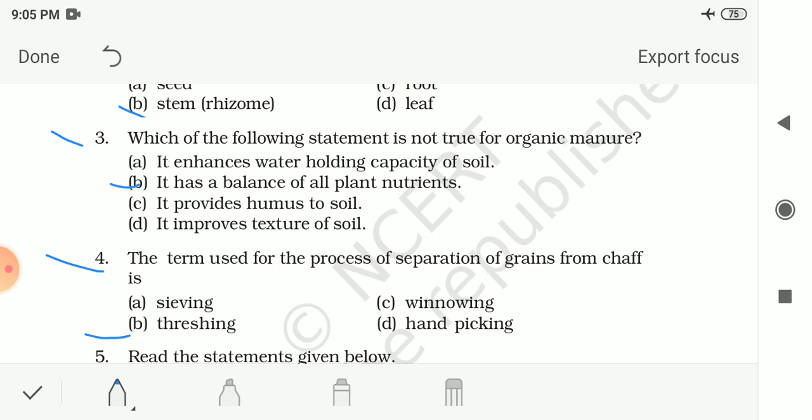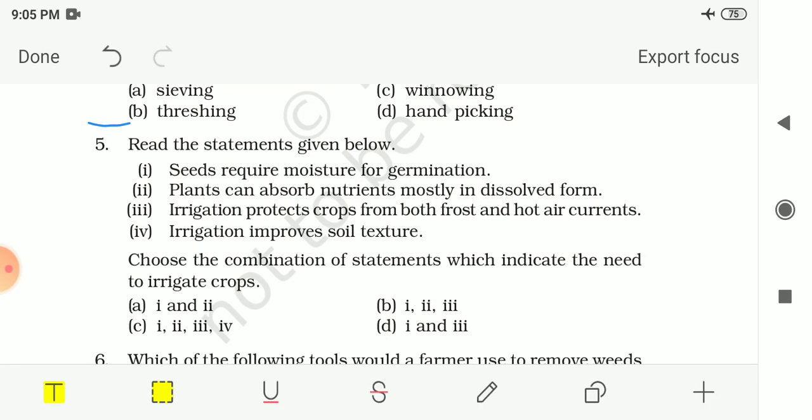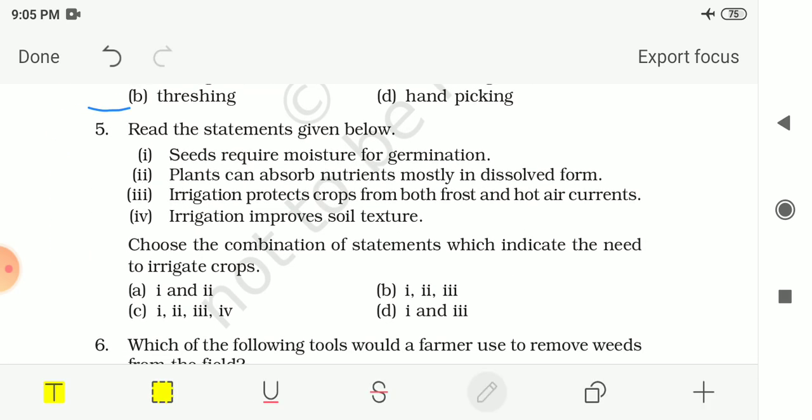Now next, fifth number. Read these statements given below. First: seeds require moisture for germination. Second: plants can absorb nutrients mostly in dissolved form. Third: irrigation protects crops from both frost and hot air currents. Hot air currents means hot air which is blowing, and frost means ice. And the next statement is: irrigation improves soil texture. Now choose the combination of statements which indicates the need to irrigate crops.